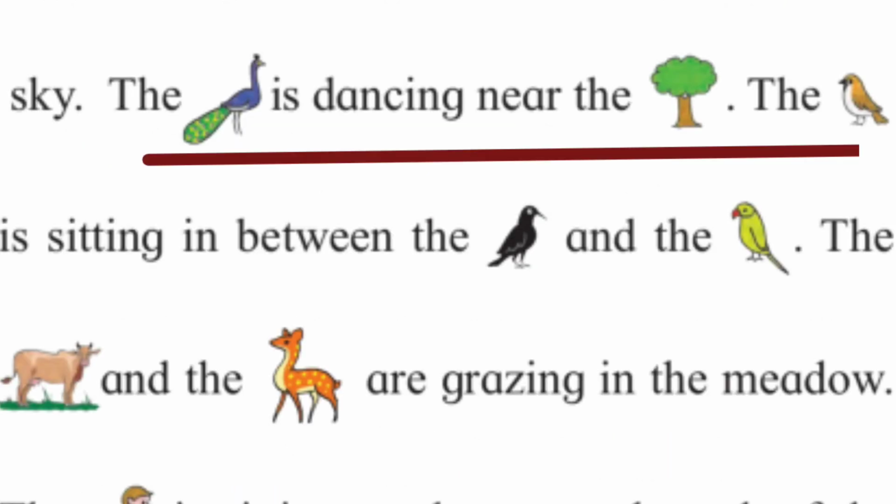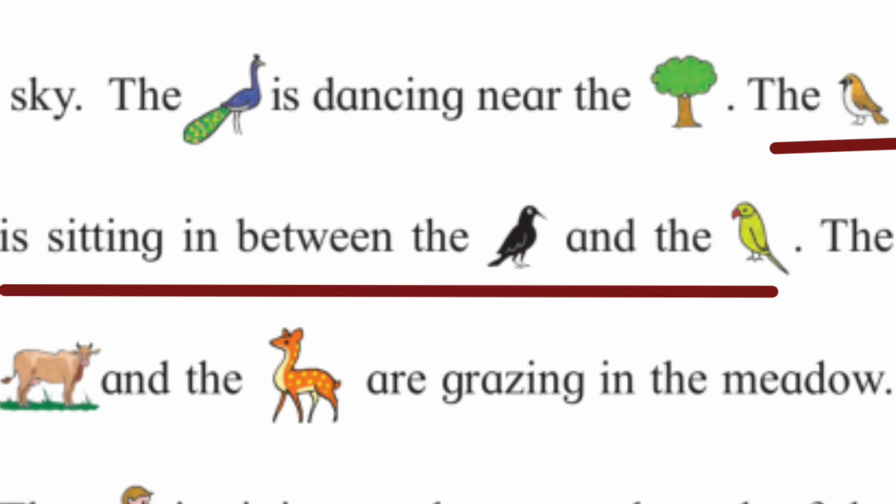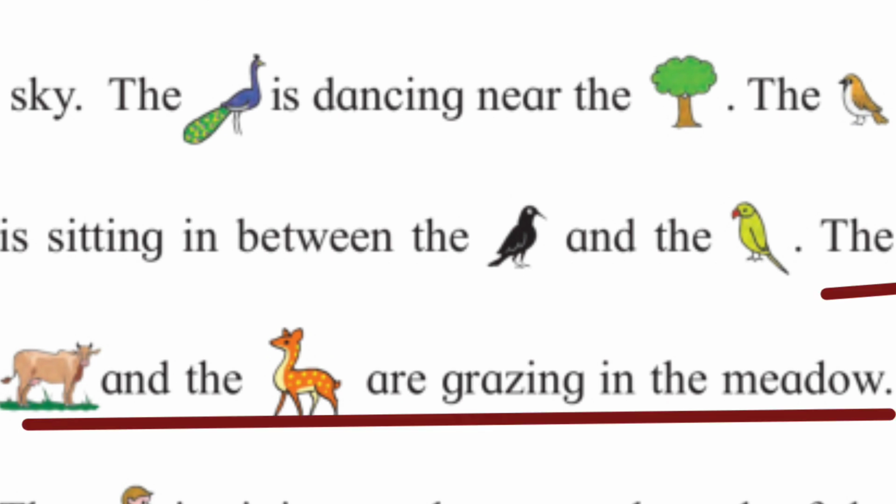The peacock is dancing near the tree. The sparrow is sitting in between the crow and the parrot. The cow and the deer are grazing in the meadow.